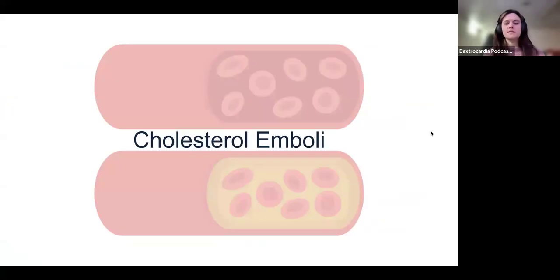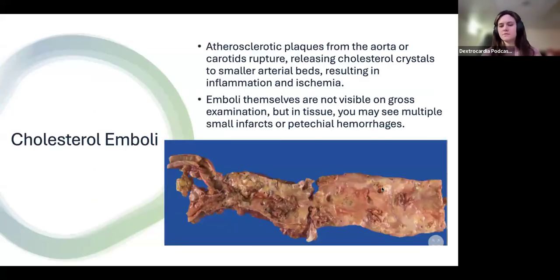Cholesterol emboli. This photo is of really bad atherosclerotic disease in the aorta, I think it was a proximal branch, sorry. Cholesterol emboli come from atherosclerotic plaques in the aorta or the carotids. When they rupture, they release cholesterol crystals to the smaller arterial beds, and it results in inflammation and ischemia. The emboli themselves are not visible on gross exam, but on tissue you can see multiple small infarcts or petechial hemorrhages too.